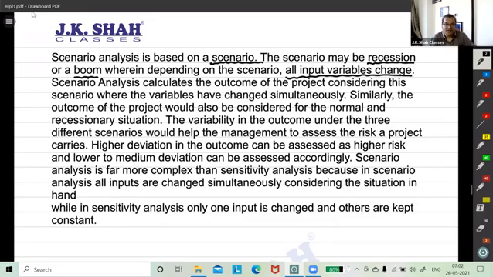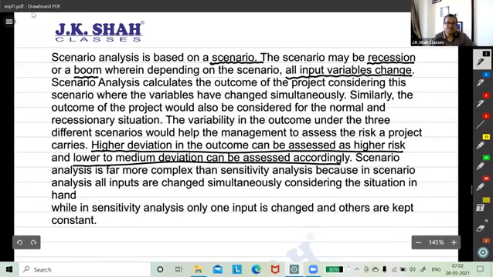So higher deviation in the outcome can be assessed as what? Higher risk. And a lower to medium deviation can be assessed accordingly. Means what? That you study various options, you talk to various business people. One year they are in profits, one year they are in loss. It's a huge deviation. Right? Performing on an average, okay, fine, the risk is less.